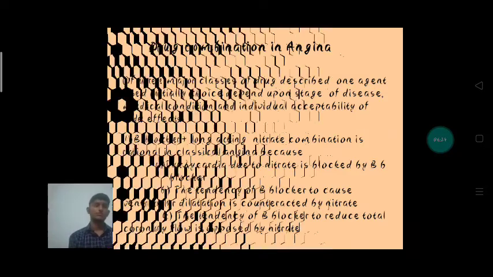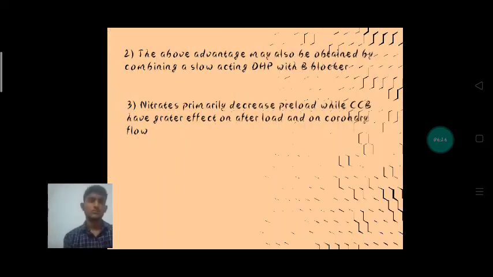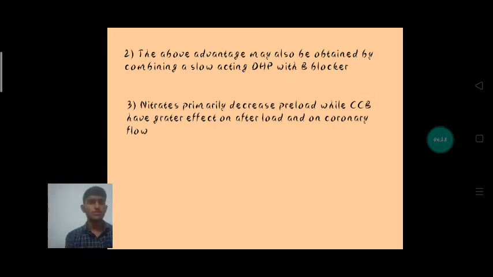Moving further, the above advantages may also be obtained by combining slow acting DHP with the beta blockers. When we combine slow acting DHP and beta blockers, they also give these benefits. Nitrates primarily decrease preload, while the calcium channel blockers have a greater effect on the afterload and on coronary flow.